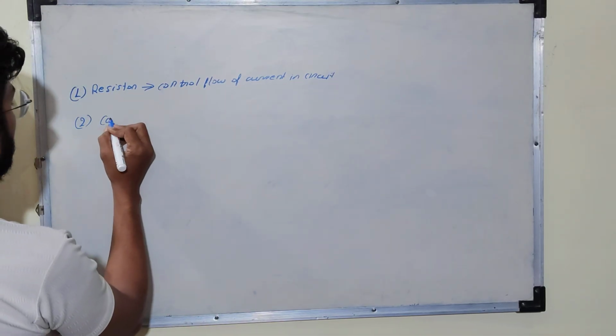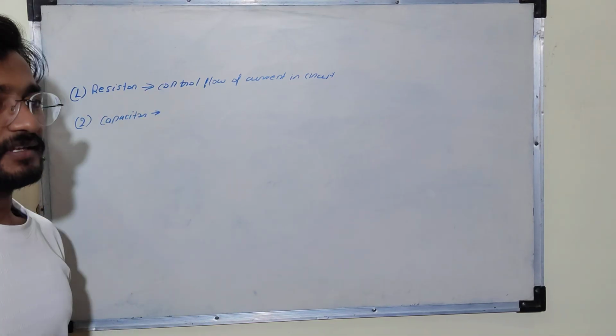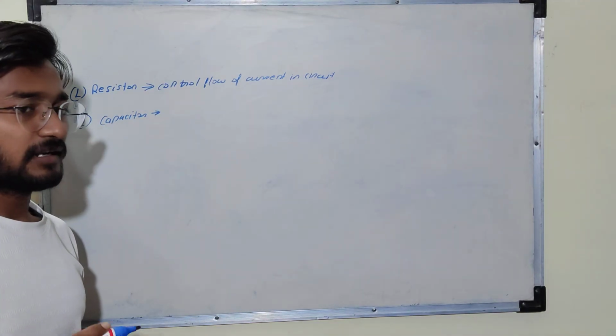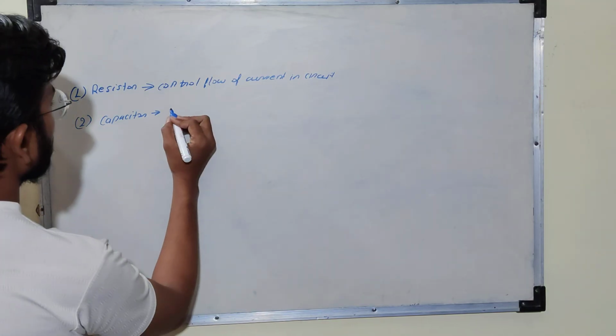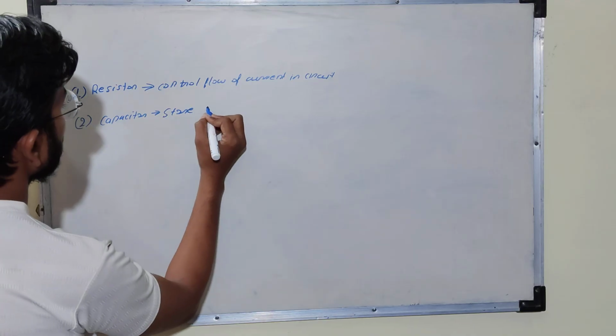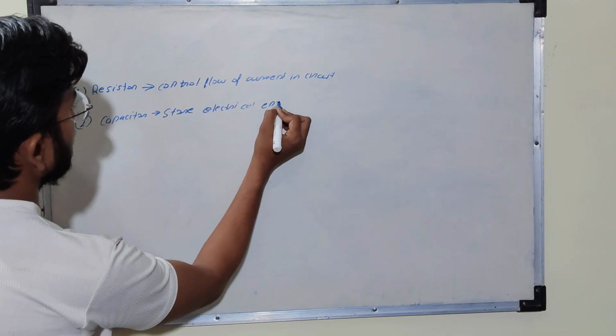Second component is capacitor. A capacitor is an electronic component which is used to store electrical energy.